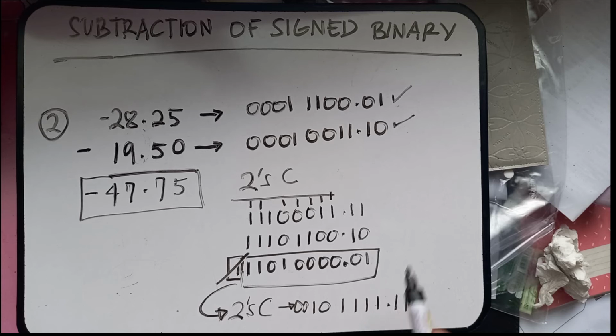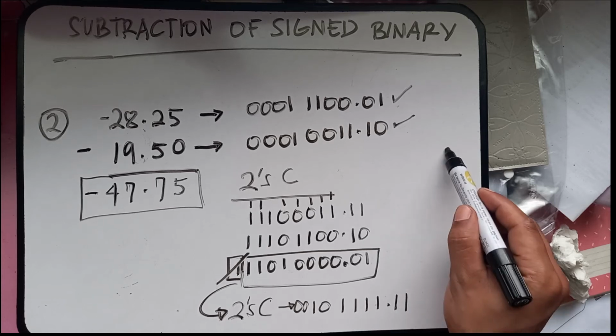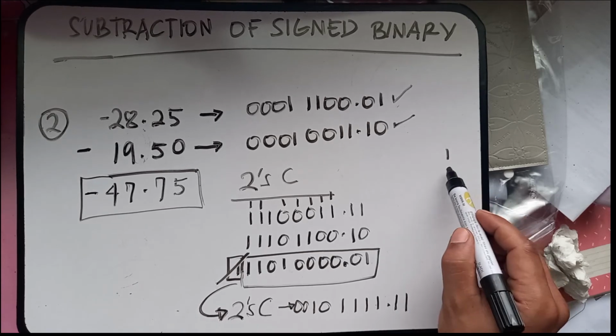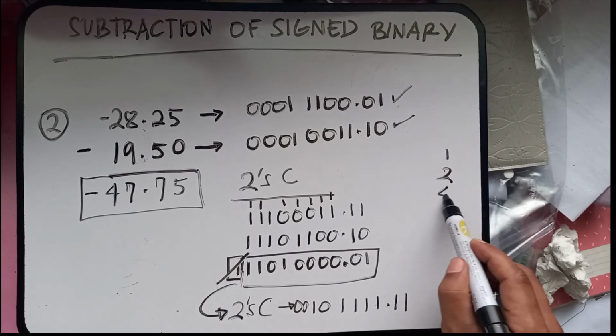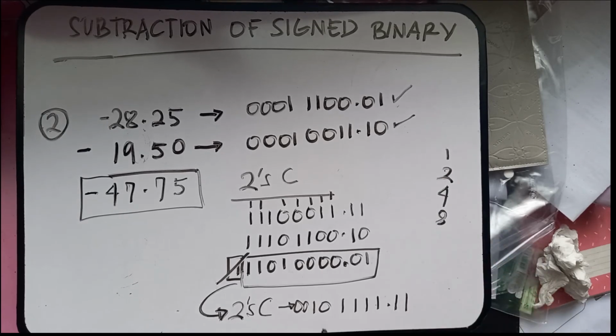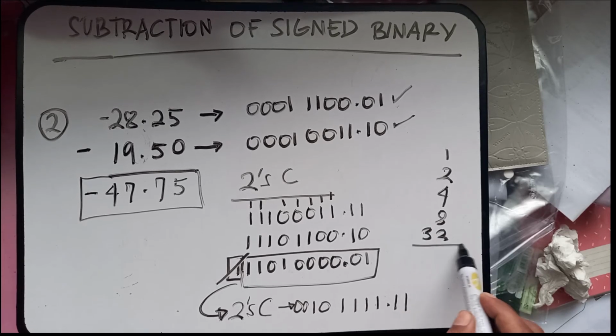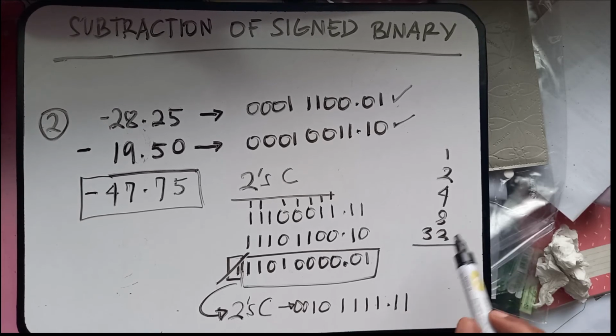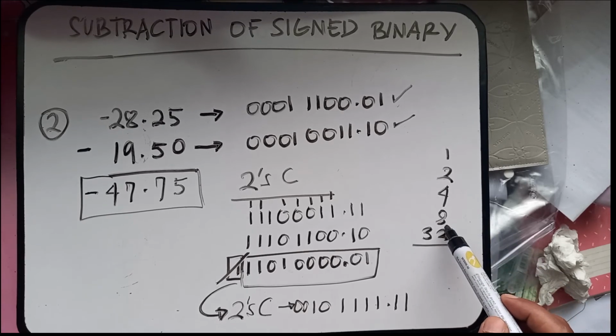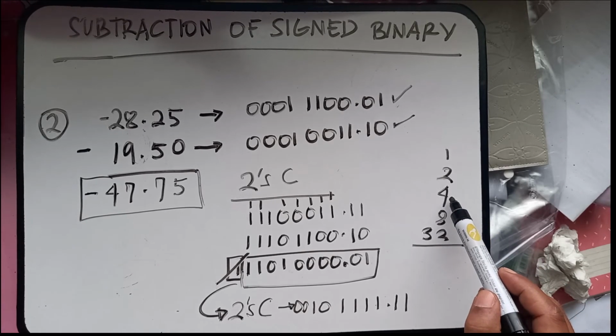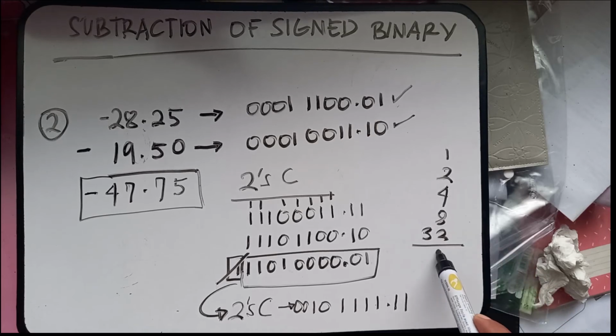So this is 1, 2, 4, 8, 16, and 32. So let's add this all together, and this becomes 10, 14, 17, carry 1, that is 4. Okay, so we know that the whole number here is 47.